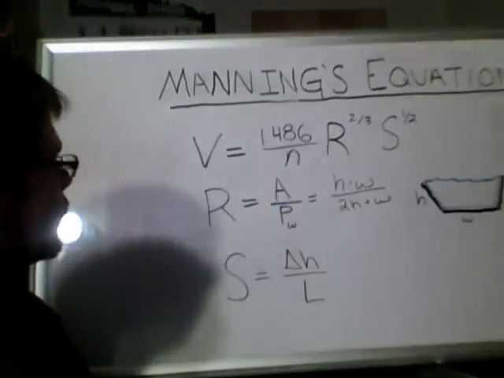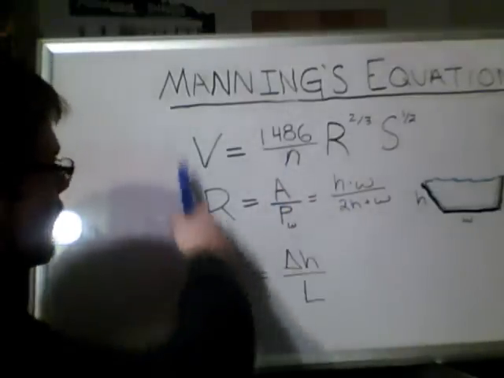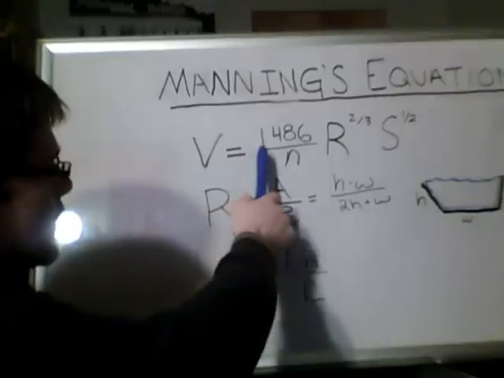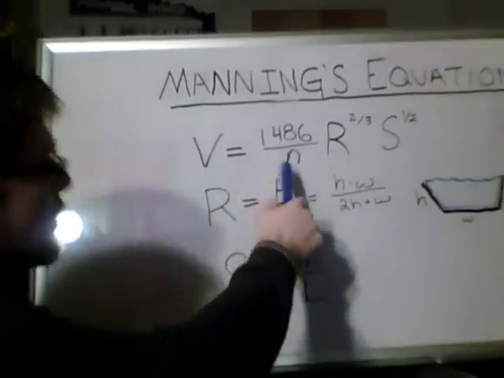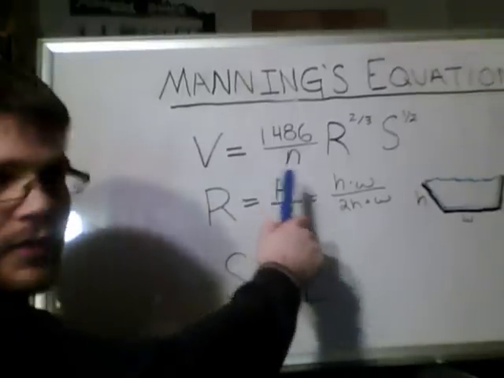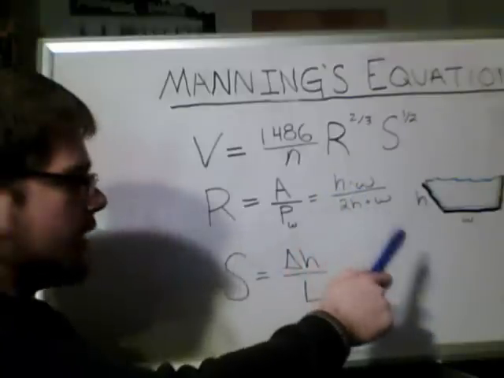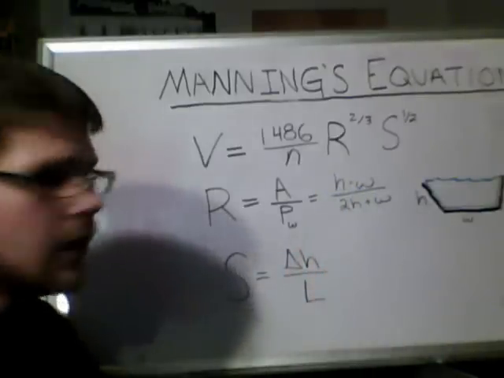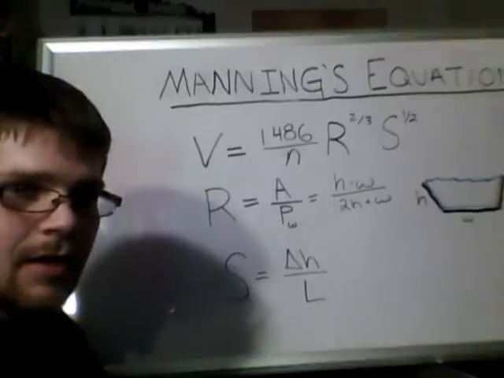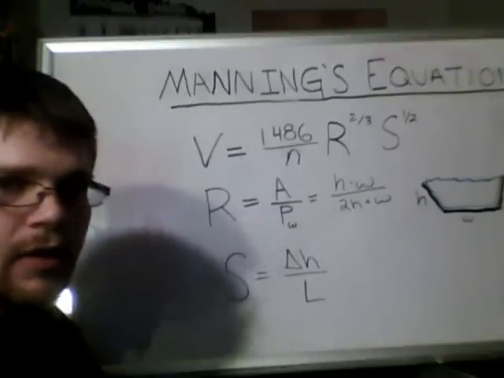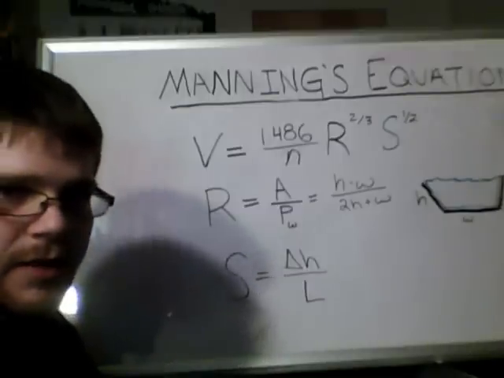So moving on, Manning's equation tells us that velocity is equal to this 1.486 over a value n. This n is known as Manning's coefficient. That is a coefficient that's unique to each stream bed material. So if you're looking at something that's concrete, maybe has grass, or it's gravel, each of those is going to have its own Manning's coefficient n.